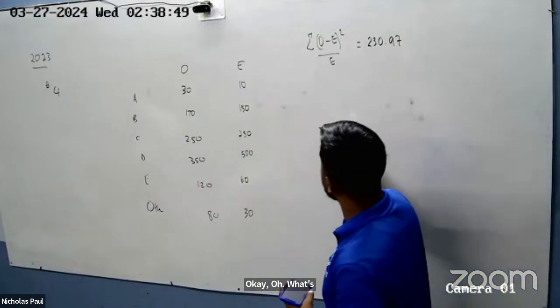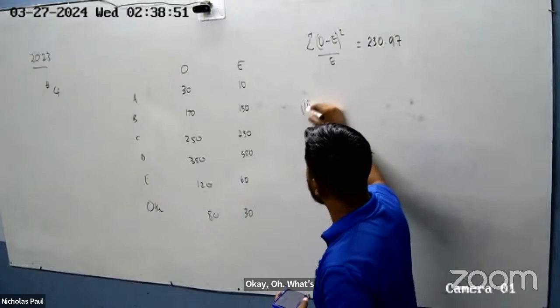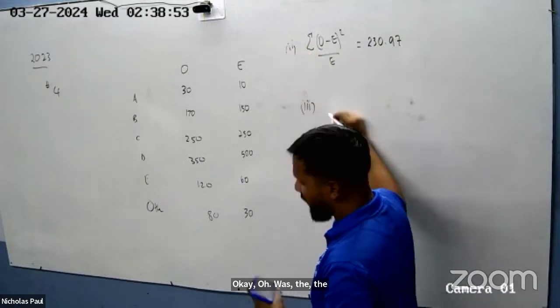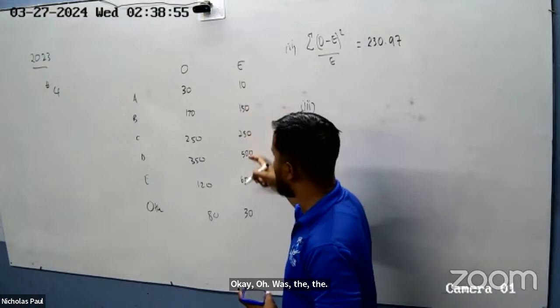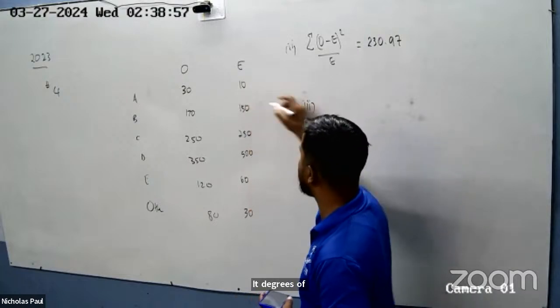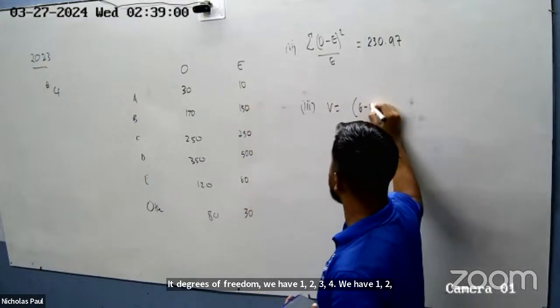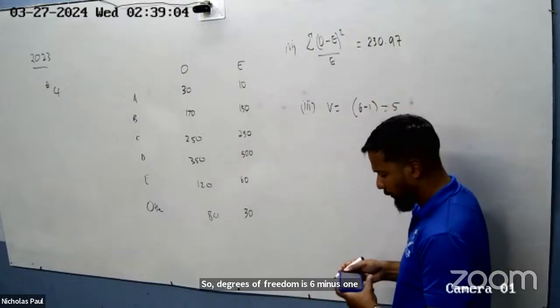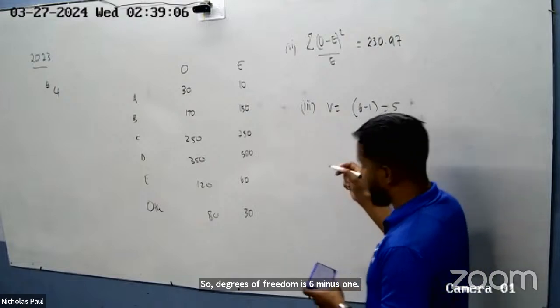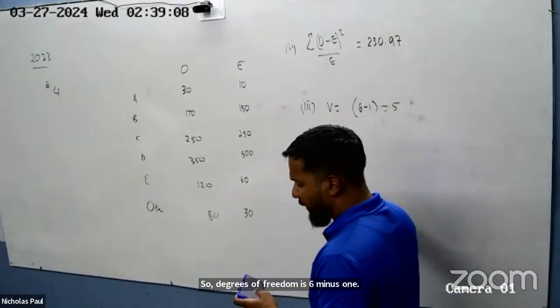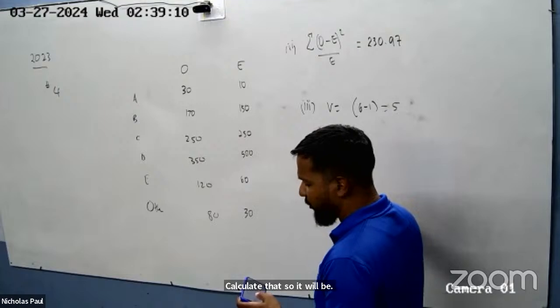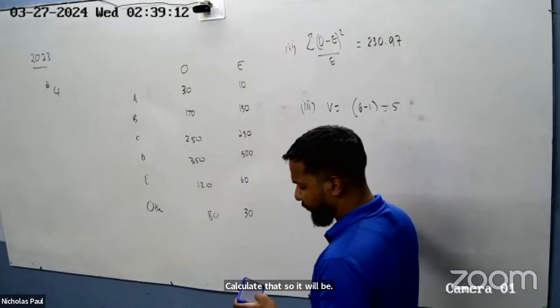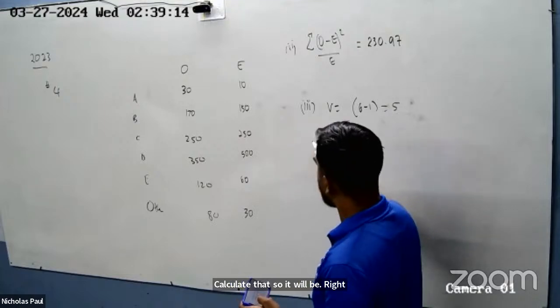What's the degrees of freedom? The degrees of freedom, we have 1, 2, 3, 4. We have 1, 2, 3, 4, 5, 6. So your degrees of freedom is 6 minus 1. Calculate that. So it'll be, right? State a valid conclusion for the test. We use the chi-squared.